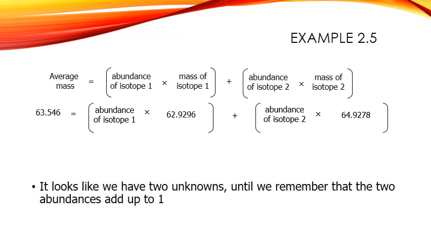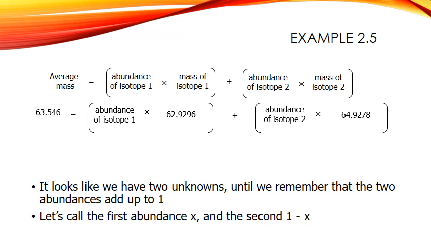But wait a minute, it looks like we have 2 unknowns, but both of the abundances add up to 1, or 100%. So let's call abundance of isotope 1 X. That means the abundance of isotope 2 is 1 minus X, because X plus 1 minus X equals 1. So we have X times 62.9296 plus the quantity 1 minus X times 64.9278. So this, you'll have to brush off some algebra skills that you may not have used in a while.